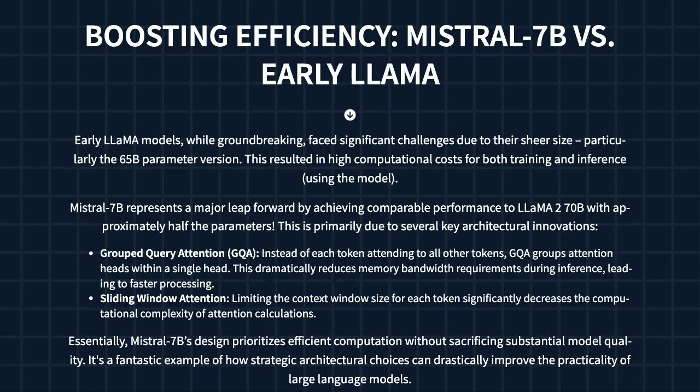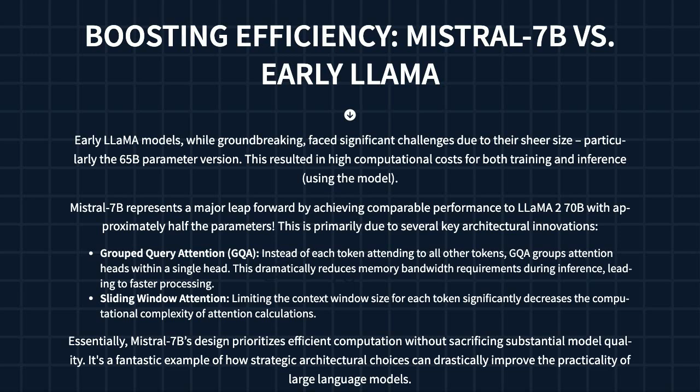Okay, let's talk about how Mistral 7B is a game-changer in the world of large language models. Earlier LLaMA versions were incredibly impressive, but they were huge. Like, really huge, especially the 65 billion parameter version. That meant training and using them was super expensive and slow. Mistral 7B changes all that. It delivers performance nearly as good as a much larger LLaMA model, but with only about half the parameters.